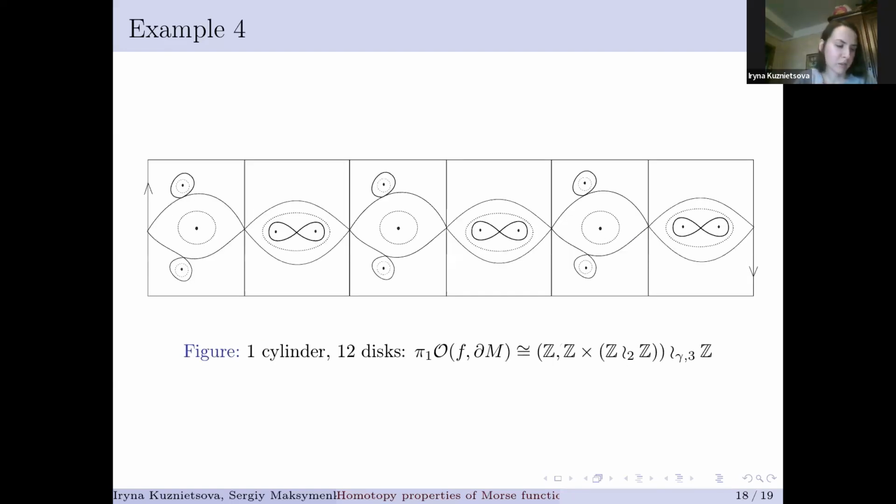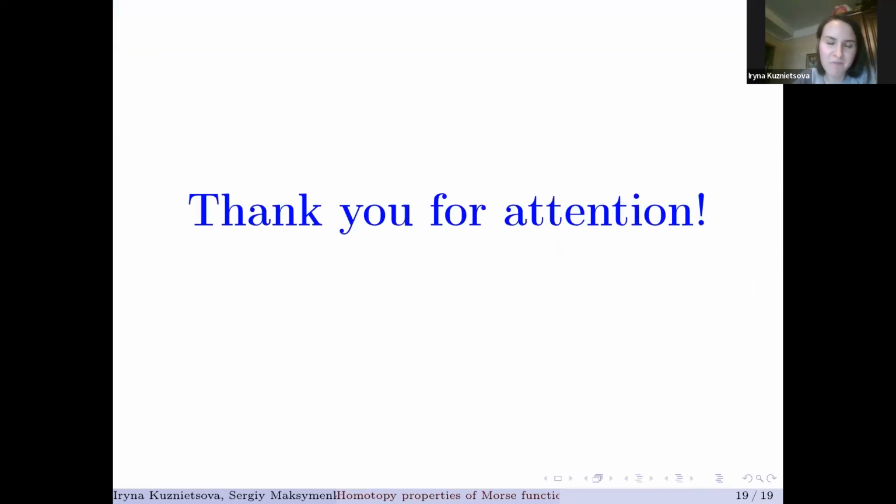And the last example, here the generator goes this 2 squares, and so these disks have orbit 6: 1, 2, 3, 4, 5, 6. So it corresponds to this Z, and these two disks are this Z times wreath product. And B equals 3.